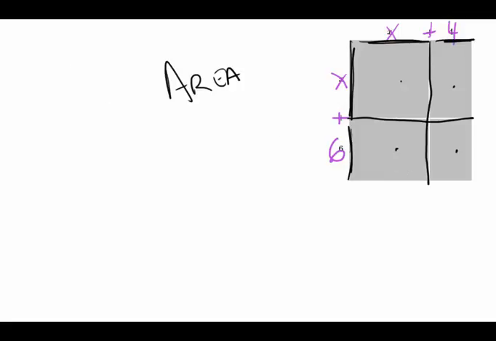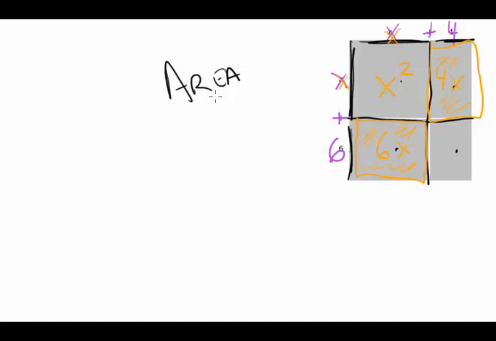So x times x is nothing more than x squared. x times 4 is 4x. x times 6 is 6x. And again, these aren't just numbers that we're doing here. 6x is actually the area of this rectangle here. 4x is actually the area of this rectangle right here, okay?